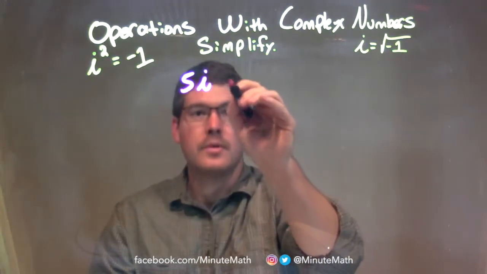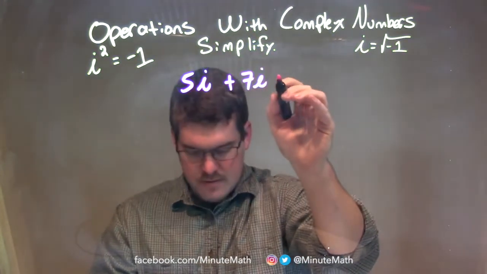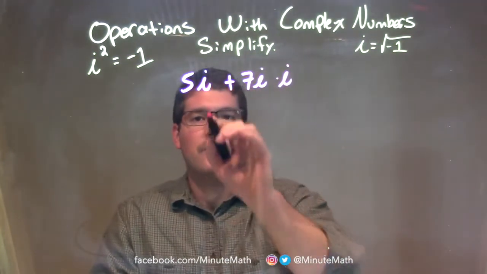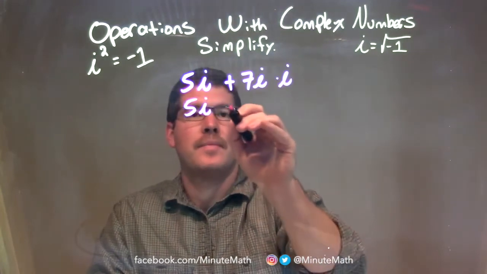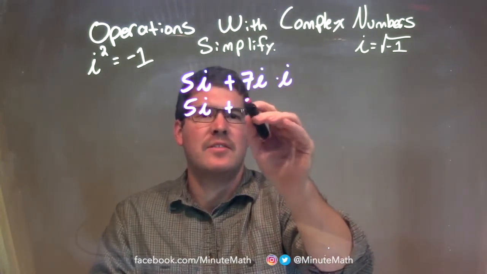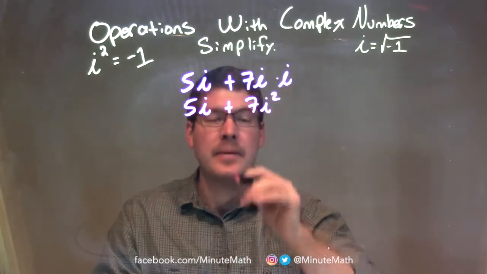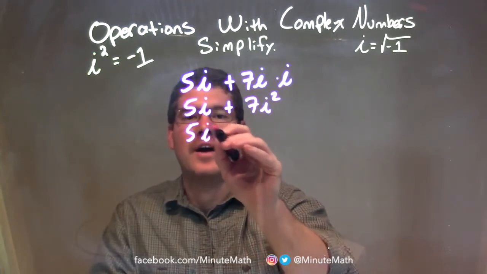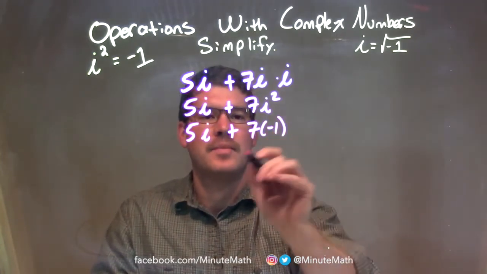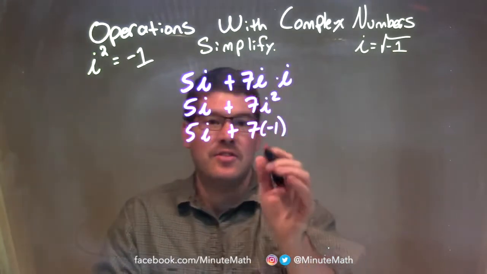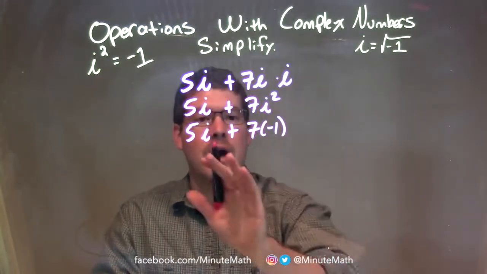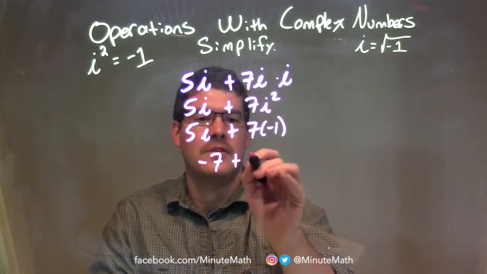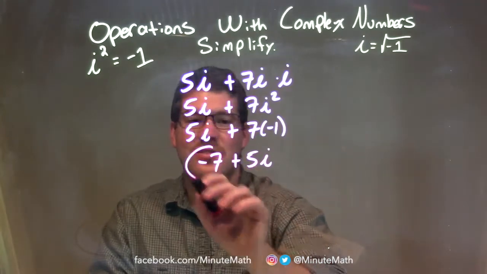5i plus 7i times i. Right now I have to deal with the multiplication first. So I'm going to bring down the 5i right there. But 7i times i is 7i squared. And i squared, we know, is a negative 1. So we have 5 plus 5i plus 7 times a negative 1, which in reality is a negative 7. So we have a negative 7 right there. Normally, with complex numbers, we write that number up front. So we have a negative 7 here up front plus a 5i, and that is our final answer.